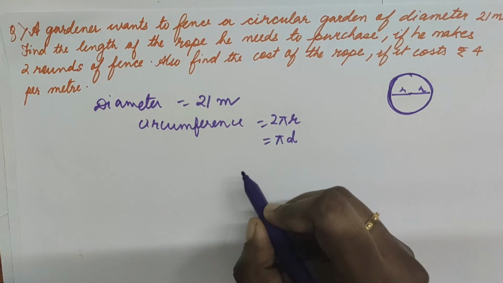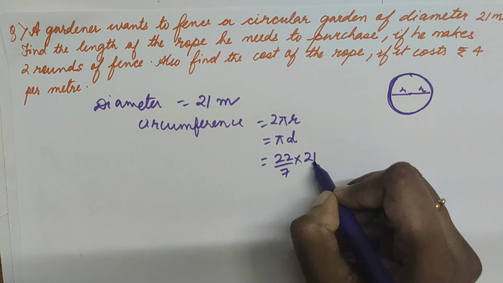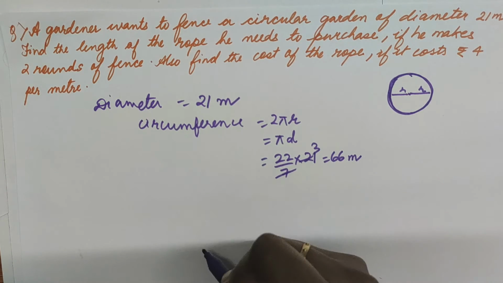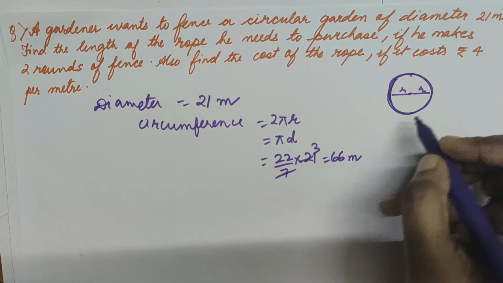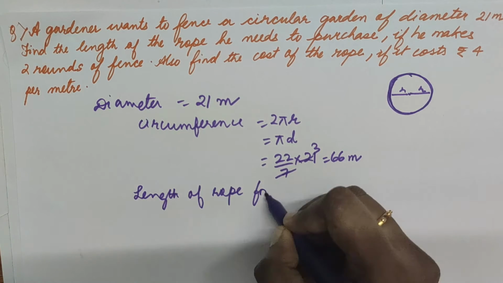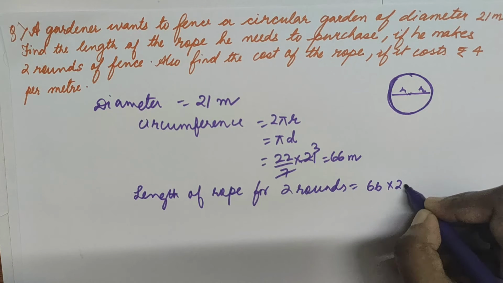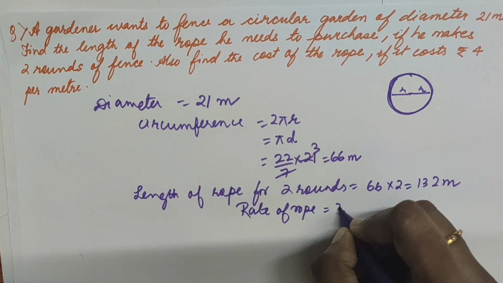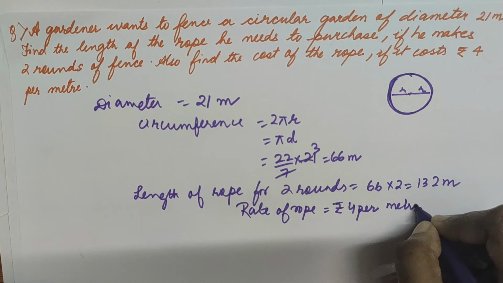So I know the value of pi d, because pi is 22/7 and d is 21, which is given to us. That is around 66 meter. Now what is the length? He is going to take the whole rope twice to make the fence. So the length of the rope for the 2 rounds will be obviously double, that is 66 into 2, that is 132 meter.